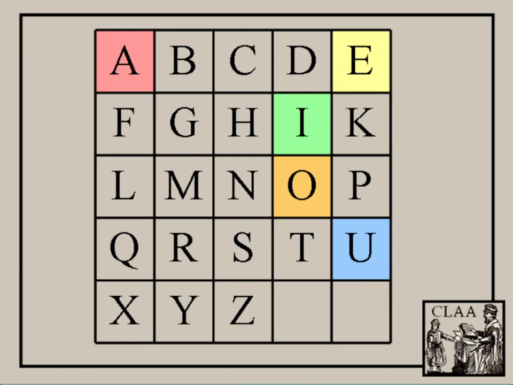Which vowel is in the red box? That's the vowel A. Which vowel is in the yellow box? That's the vowel E. Which vowel is in the green box? That's the vowel I. Which vowel is in the orange box? That's the vowel O. And lastly, which vowel is in the light blue box? That's the vowel U. The 5 Latin vowels A, E, I, O, and U.